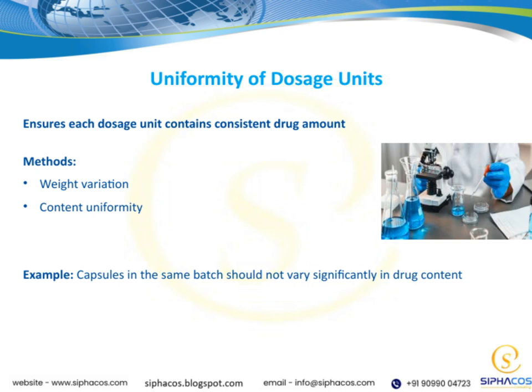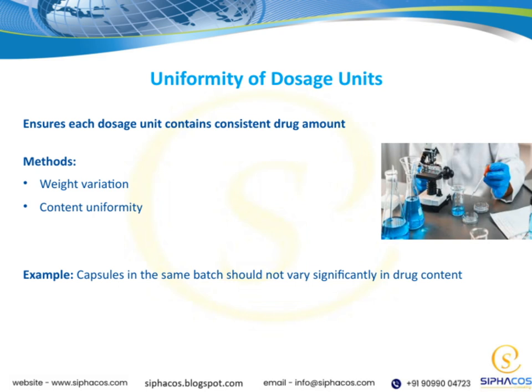Weight variation involves checking if the individual units are similar in weight, which generally correlates with the amount of drug inside. Content uniformity, on the other hand, directly measures the amount of active drug in each unit to make sure they match up closely. For example, when we look at capsules from the same batch, they shouldn't vary significantly in their drug content.